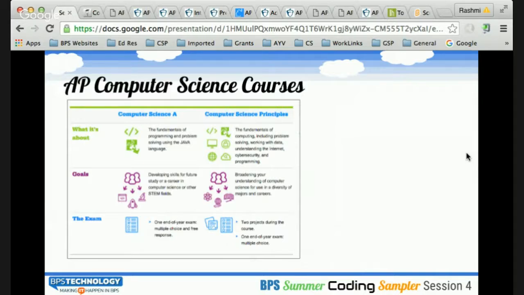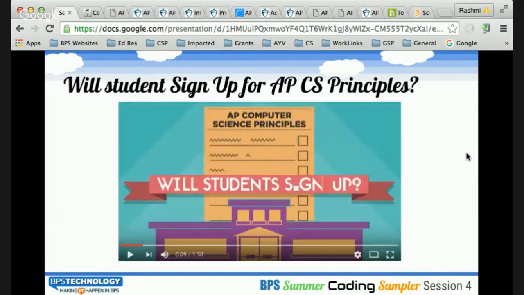And again, the exams and the outcomes of these exams are also very different as defined by College Board. For AP CSA, you have one year-end exam, which has multiple choice and free response questions, while AP Computer Science Principles gives you 2 projects during the course of the year, which form a part of your AP digital portfolio, and we'll talk about it in a little bit. That gives you 2 projects to work with creatively throughout the year. And then there is one end-of-year exam, which is a multiple choice exam. So these are simple differences between the 2 courses.